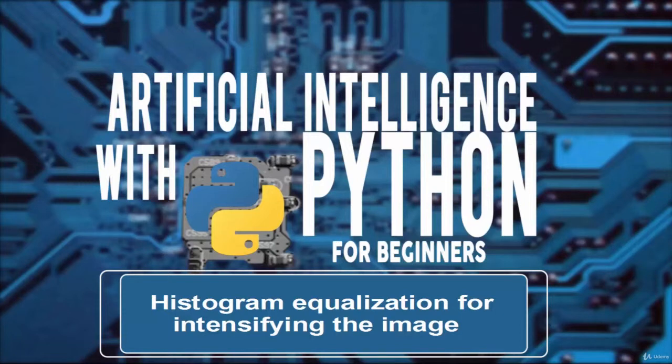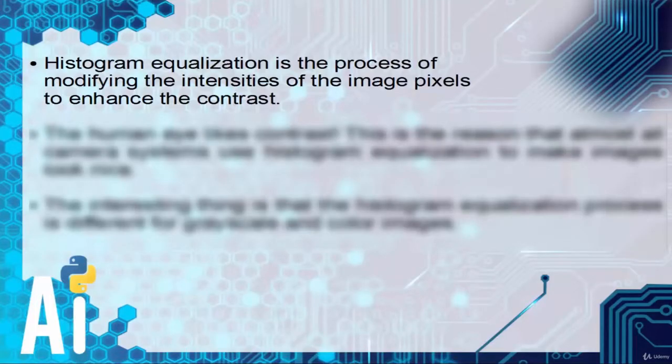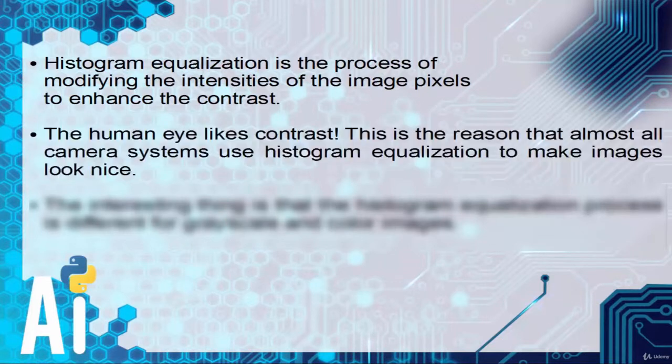Welcome. In this video, we'll learn about histogram equalization for intensifying an image. Histogram equalization is a process of modifying the intensities of the image pixels to enhance the contrast. The human eye likes contrast. This is the reason that almost all camera systems use histogram equalization to make images look nice.